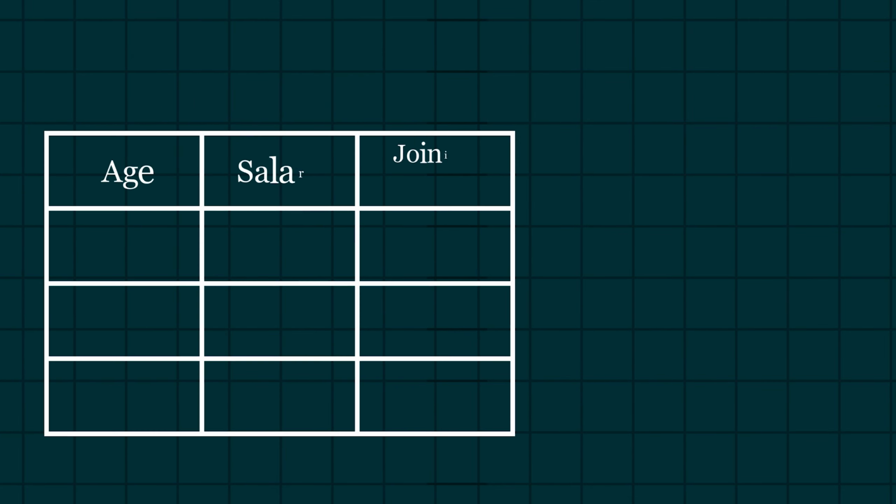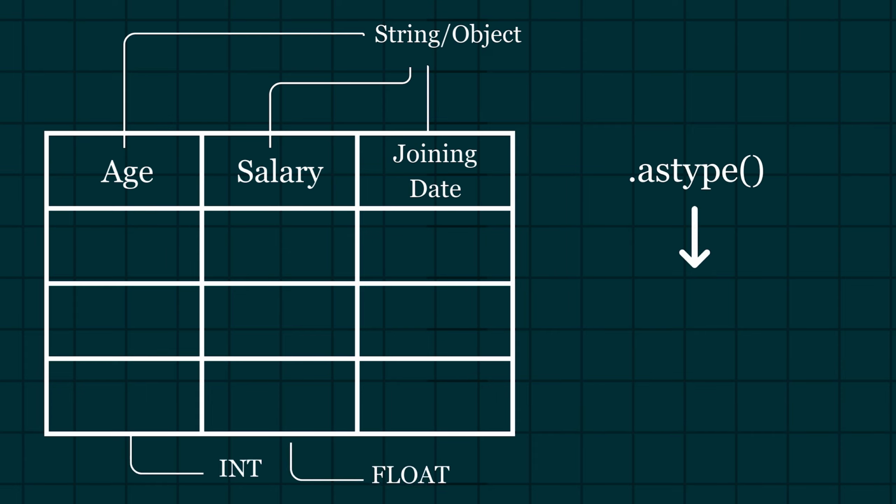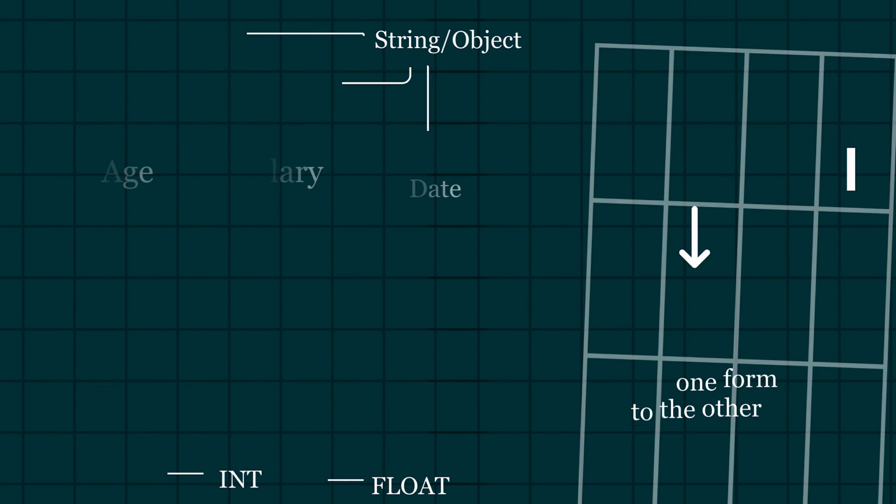Let's say we have a dataset with columns like age, salary, and joining date. Right now, age and salary might be stored as strings and joining date as a plain text string. To fix this, we can use the .astype function. It enables us to convert the data type of one column into another.